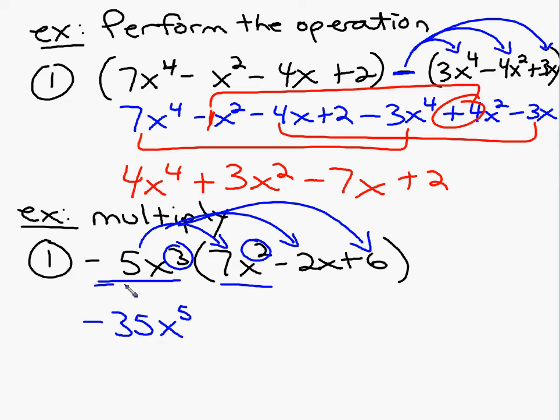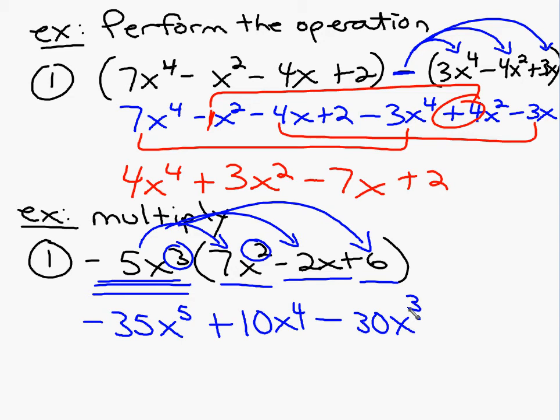Then I do negative 5x cubed times negative 2x. So that will become positive 10x to the 4th. And then finally, I do negative 5x cubed times positive 6, which makes it negative 30x cubed. All right, so just distributive property there.